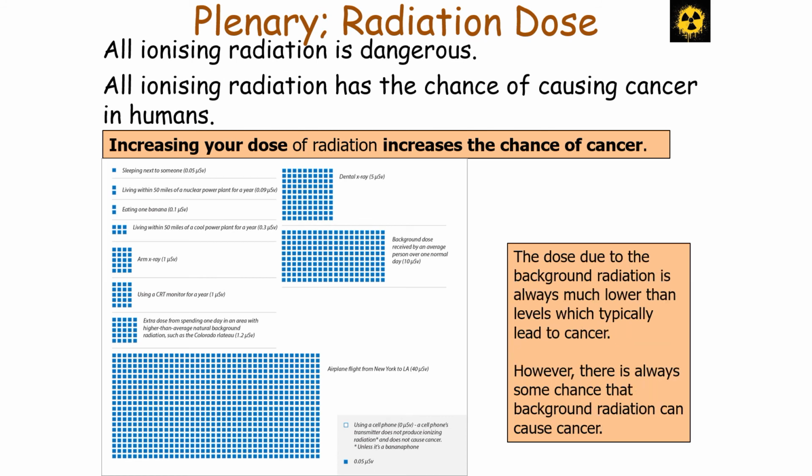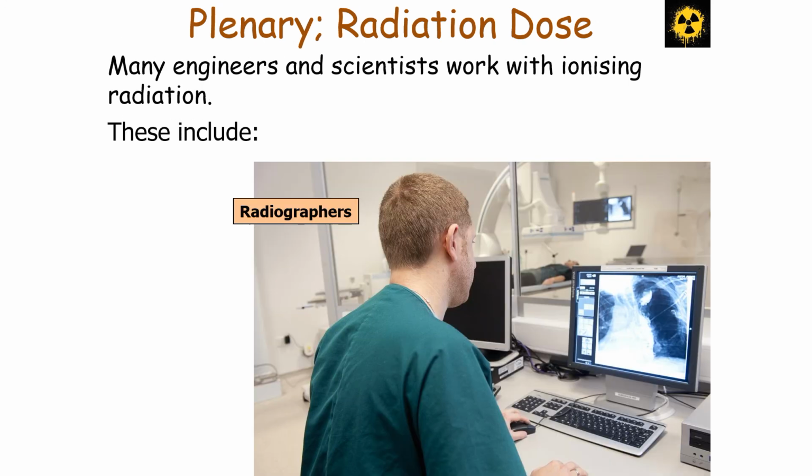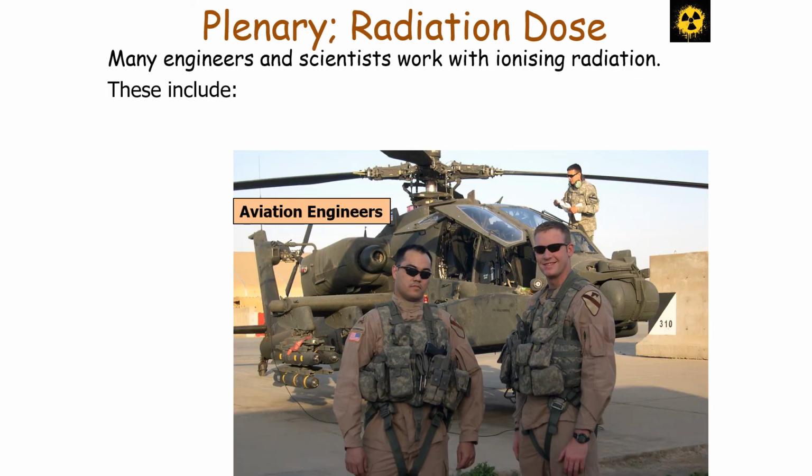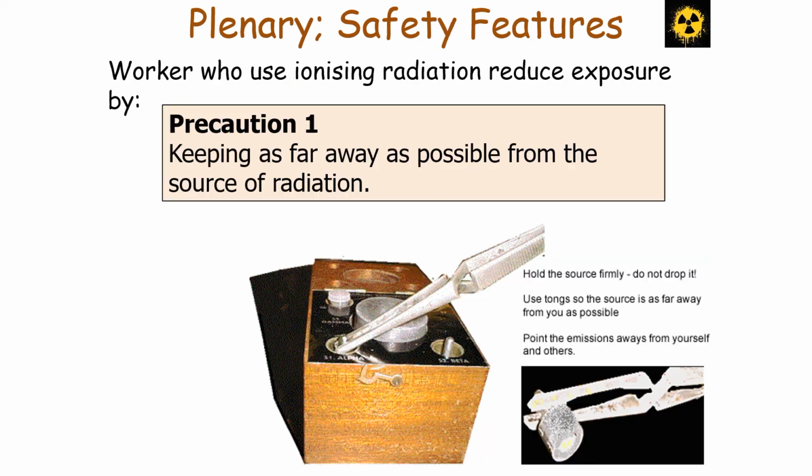Now, it's important to know that the dose of radiation is normally always due to the background radiation, which is lower than levels which can typically lead to cancer. However, there's always some chance that background radiation can cause cancer. Now, the dose you receive from background radiation varies on your location and your occupation. Many scientists will work with ionizing radiation, such as radiographers, nuclear power station workers, aviation engineers. Now, this occurs because they've got an increased exposure to cosmic rays as they are higher in the atmosphere for longer periods of time. Now workers who use ionizing radiation should reduce their exposure by keeping as far away as possible from the source of radiation.